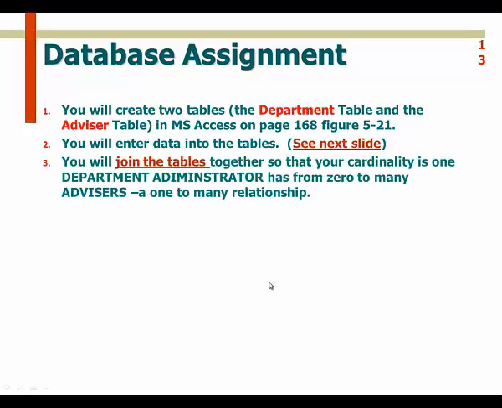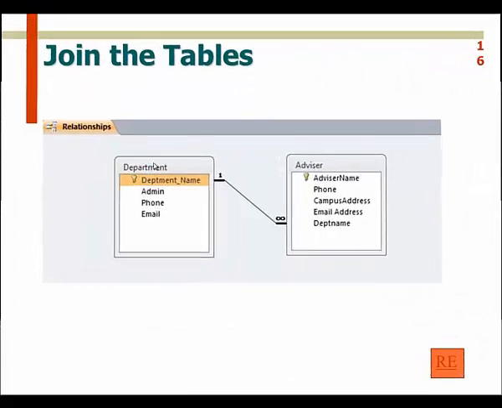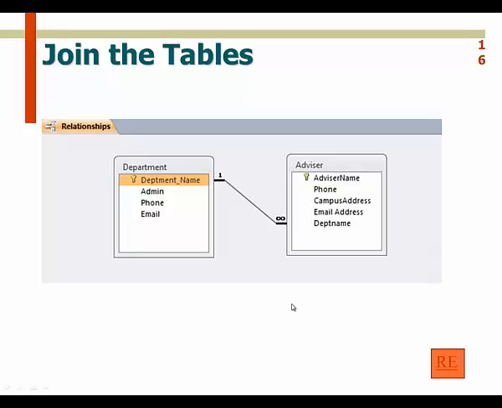You will also join the tables together so that your cardinality is one department administrator has from 0 to many advisors, which is simply a one-to-many relationship. It'll look something like this. And I'll teach you how to do this.